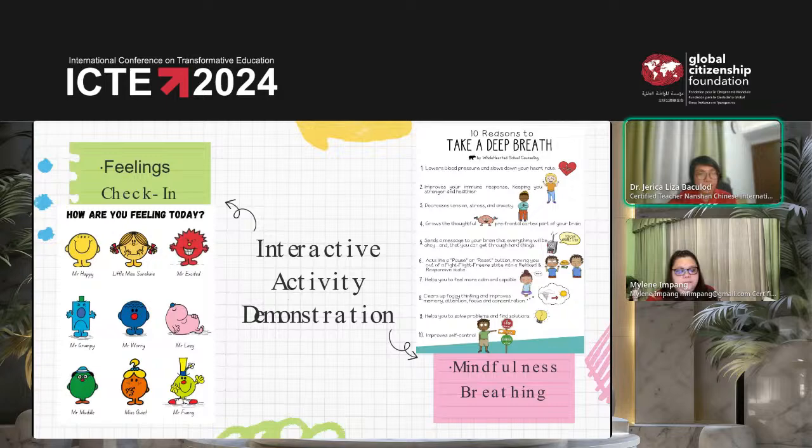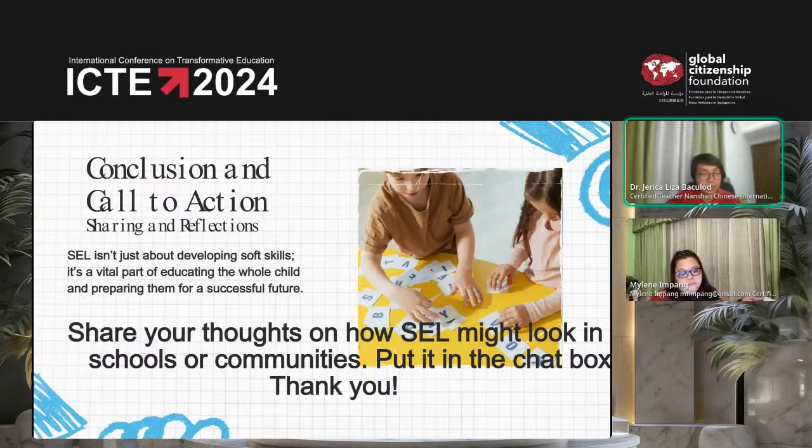So, interactive activity demonstration. These are just examples of the SEL activities that we can do in the classroom. First we have the feelings check in. This is the mood meter that we mentioned earlier. And then the other one is the mindfulness breathing. So, next slide, let's have some conclusion and call to action.